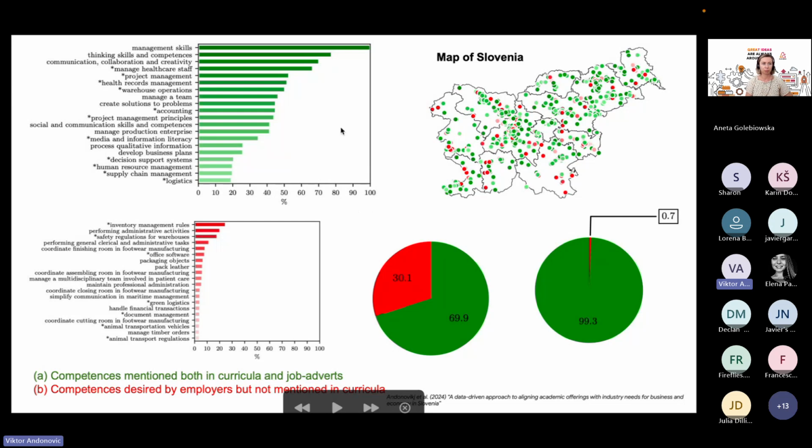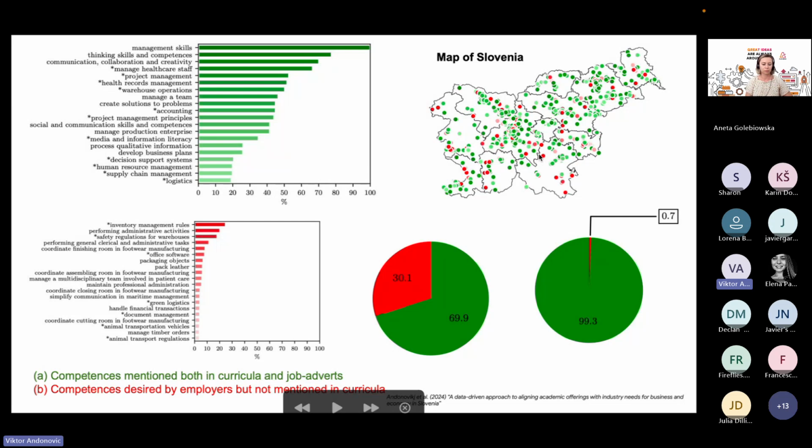And we also drew a plot, because the insights from the labor market come from the job postings online. We just plotted the job postings geographically on the map of Slovenia, and we can see that there are no local patterns, but this is applicable to the whole region of Slovenia. So there are job postings which are green, which are covered by the competences taught in the academia, but there are also red dots which represent job postings which require at least one competence which is not covered in the academic curricula.